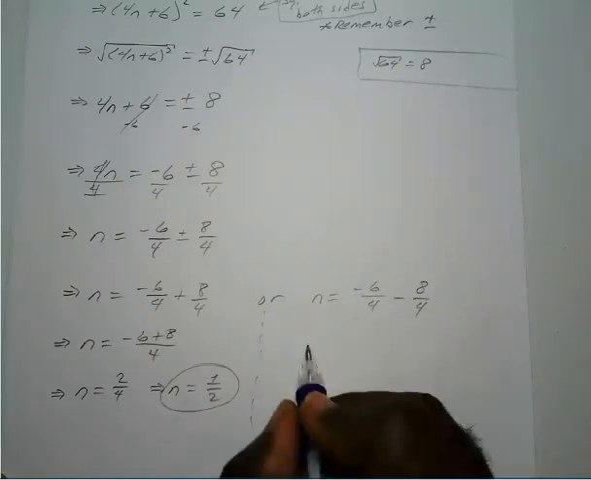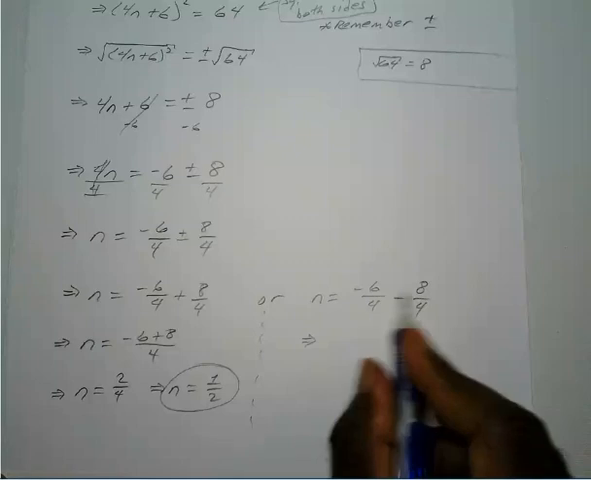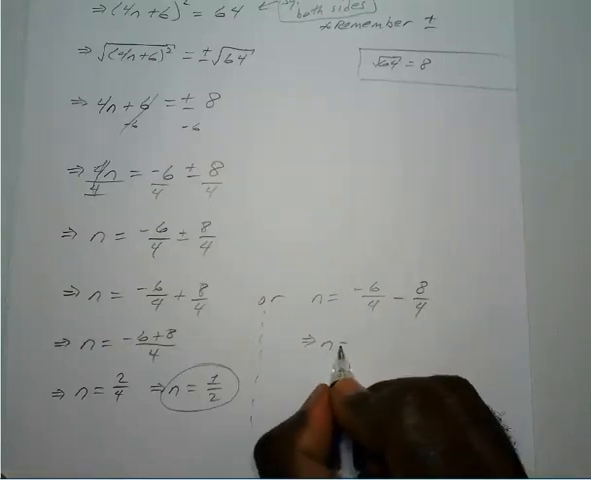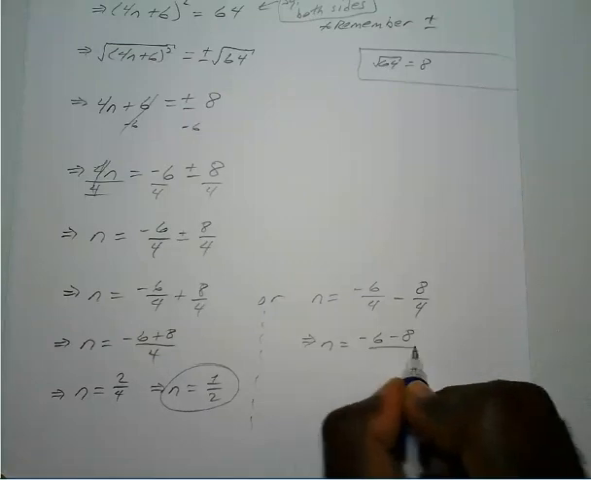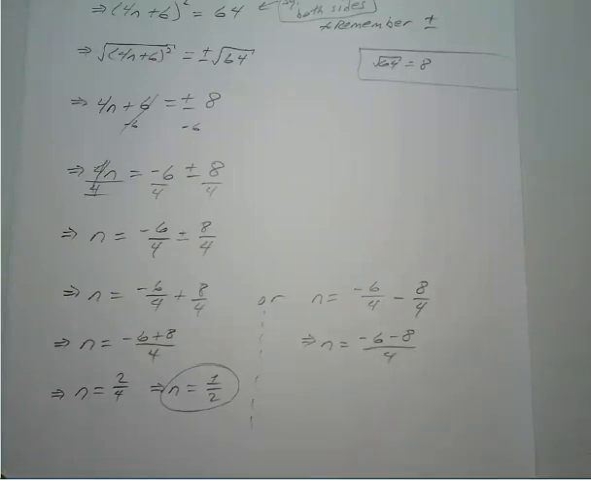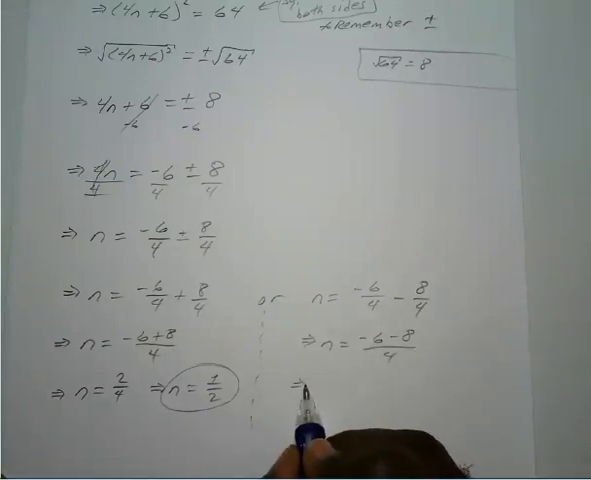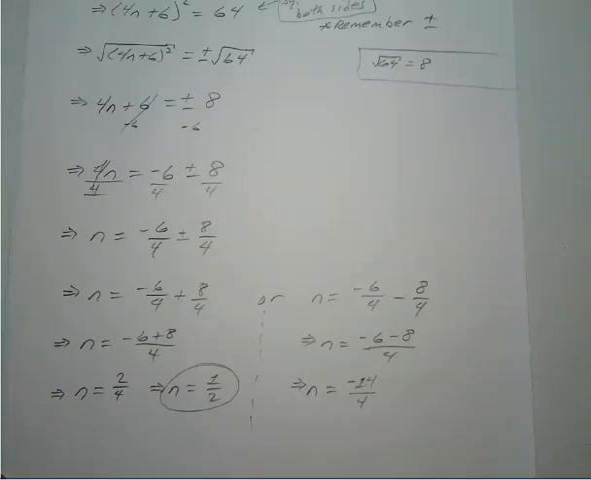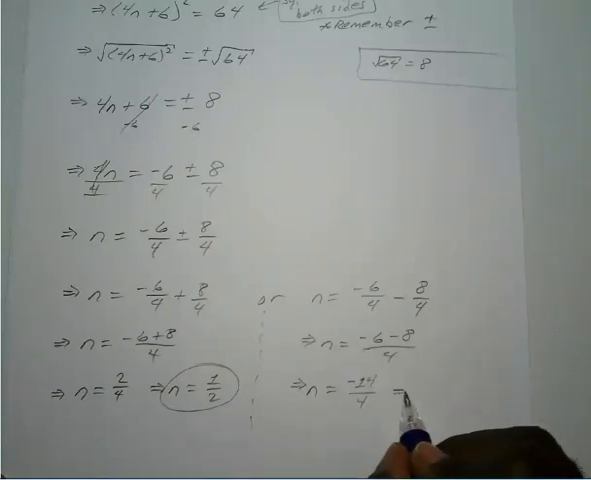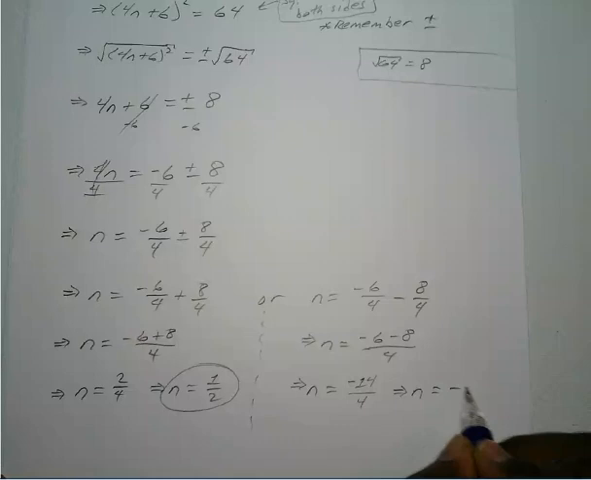Okay, now with this one, same thing. This simplifies to n is equal to negative 6 minus 8 over 4. Or n is equal to negative 14 over 4. Or that can simplify to n equals negative 7 over 2.